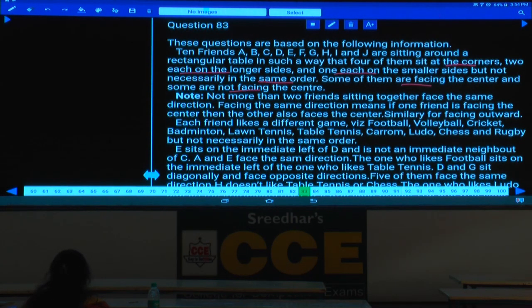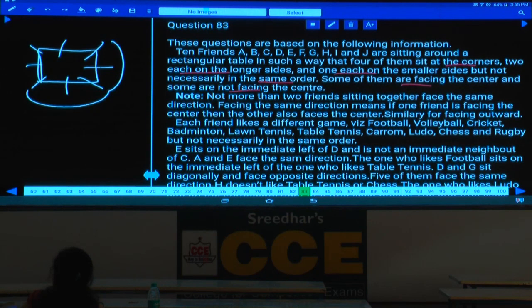Why should it be? Because in general, 80% of the questions on squares are based on 8 persons seated, 4 on the corners and 4 on the centers. One piece of information will be clearly given: the persons seated at the corners face one direction, and the remaining persons face the other. That means every alternate person most probably sits facing the same direction.